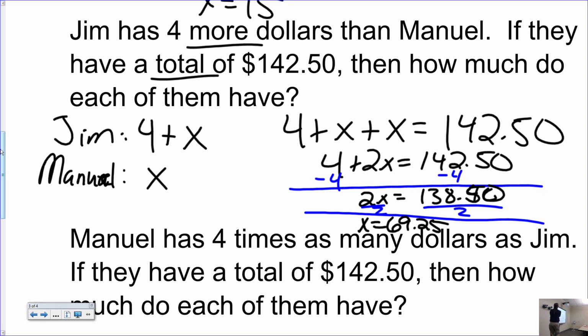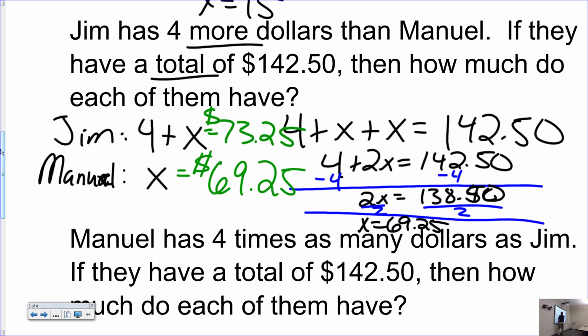Anyways, please indicate in some way how much each of them have. Note that you set yourself up a little setting that says, here's Jim and here's Manuel. Just write them down right there. That's perfectly good. I'll be happy with that, right? So tell me that Manuel, who is X, has $69.25. And so, since Jim is 4 more than that, how much does he have? $73.25. That would get you the full points, okay? And even if you wrote it as sloppy as that, I would see it and say, oh, good, no problem, okay?